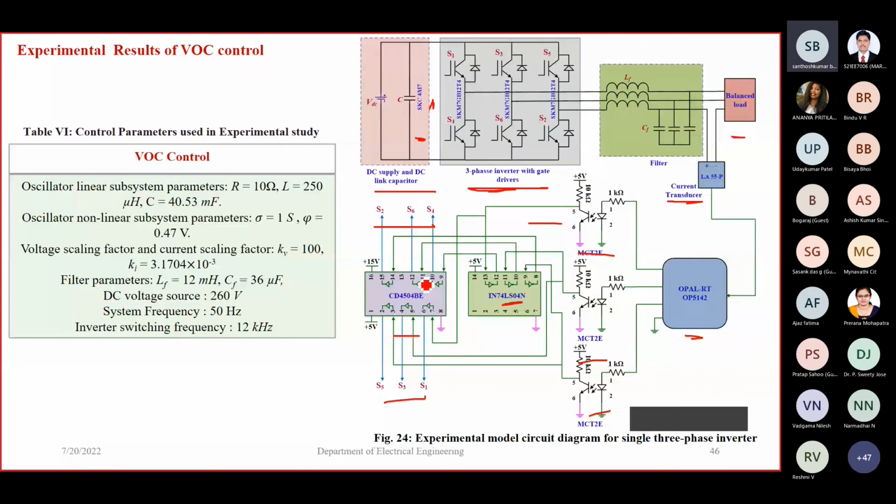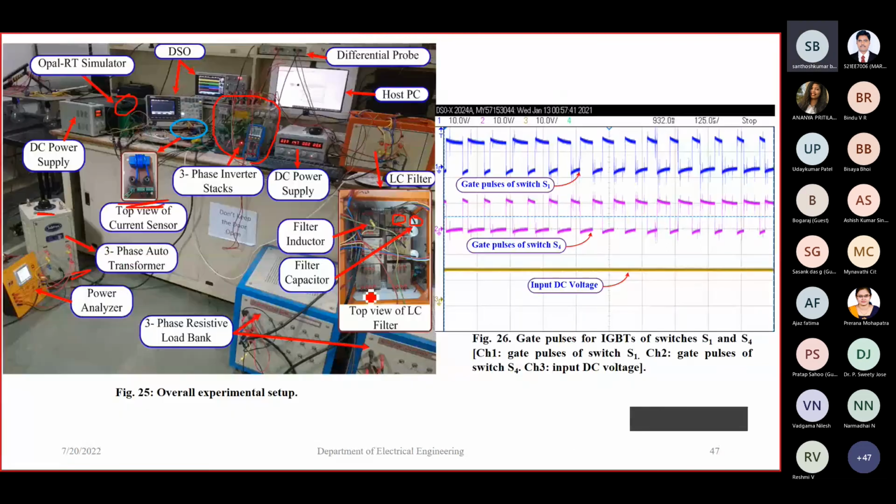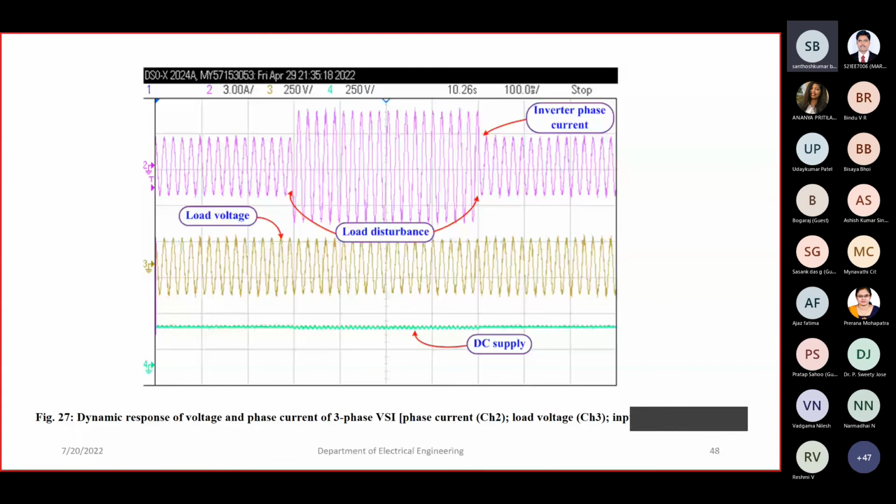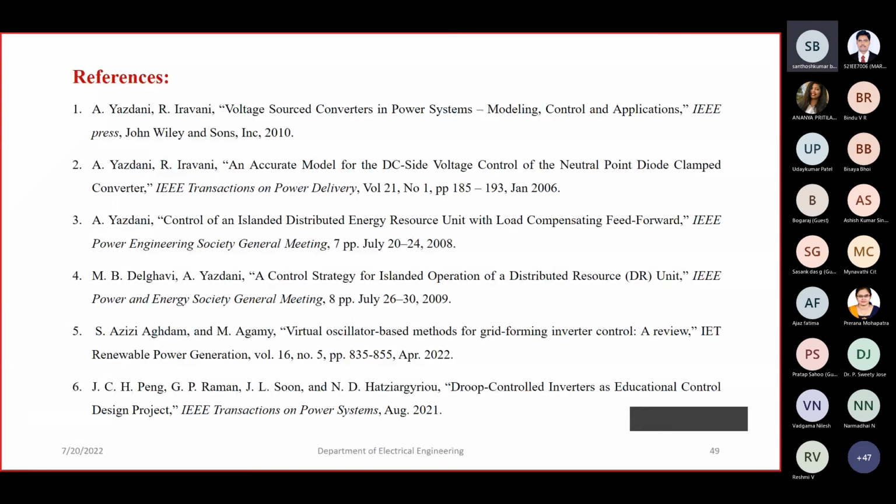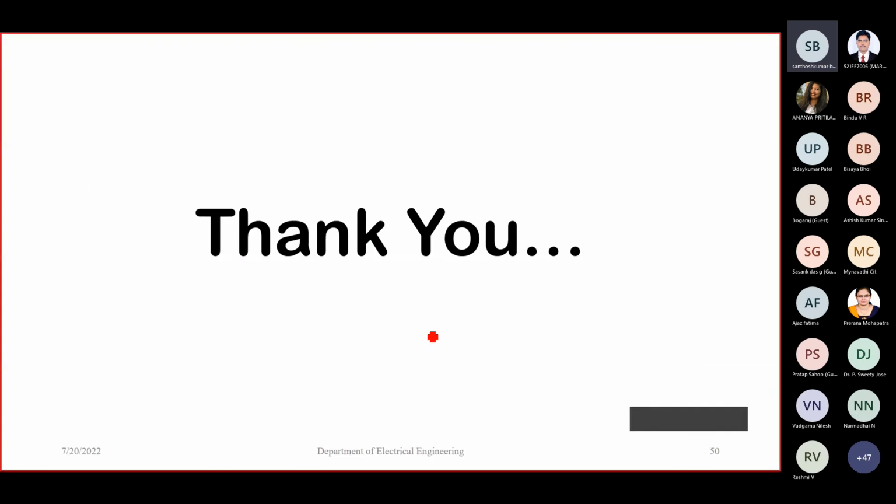This is my overall experimental setup, and figure 16 shows the gate pulses to the IGBTs of switches S1 and S4. Here I am changing the load. This is my load current. It changes immediately and reaches the steady value, and there is no change in the voltage. This is the DC supply I have applied, and these are my references. Thank you. If you have any queries, you can ask.